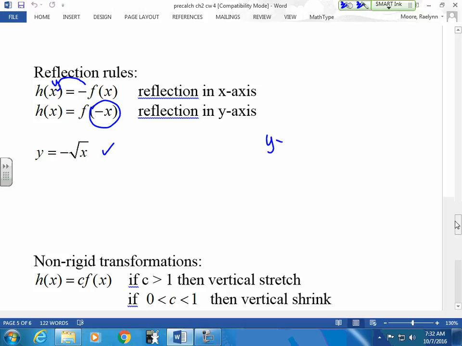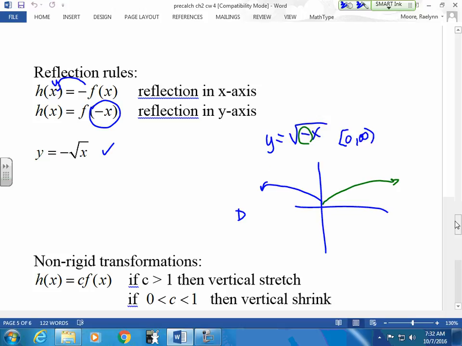What about this one? If this is my original function, where is this reflection? The y-axis, so what's it going to look like? It's just going to be this guy over there. Looks like a little bird. Right? So what changed when I went horizontally? What changed? Domain. So what is my new domain now going to be? My old domain was 0 to infinity. What's my new domain for this guy? Negative infinity to 0. It's just the opposite way because you flipped it over that way.